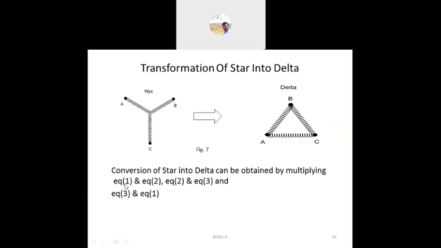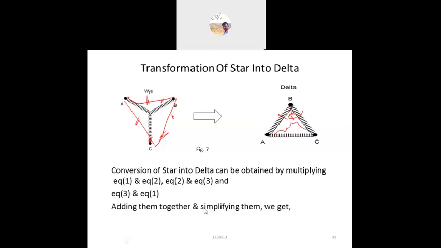So RA RB, RB RC, RC RA, we multiply these and find out the result. Multiply equation 1 and 2 for AB, and for B we take equation 2 and 3, just multiplication. From delta to star, to find a resistance value, we take the product of the adjacent resistances divided by the total sum of resistances.